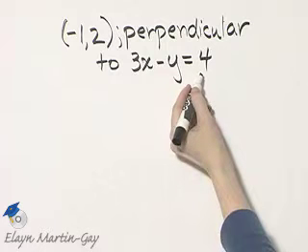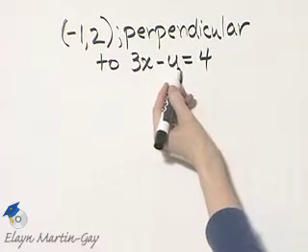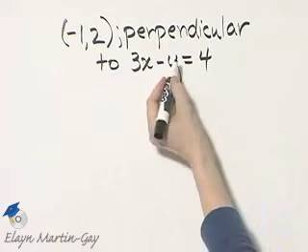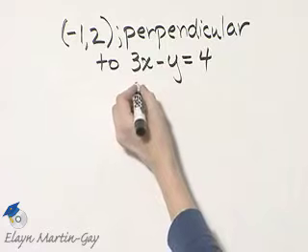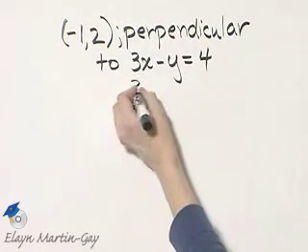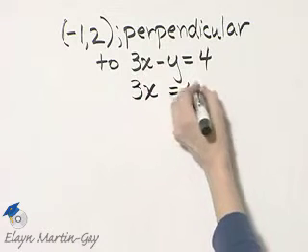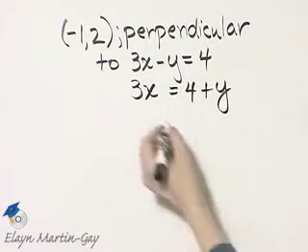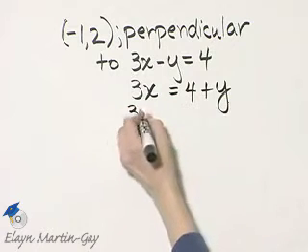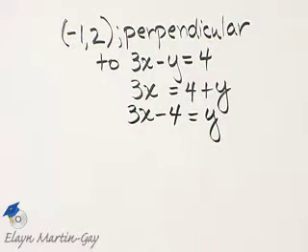Many ways of finding the slope. I'll find the slope by solving this equation for y. Now, since I'm solving for y, I think I'll add y to both sides. If I take this equation and add y to the left side, I have 3x is equal to, if I add y to the right side, 4 plus y. And now I'll subtract 4 from both sides. I'll have 3x minus 4 is equal to y.